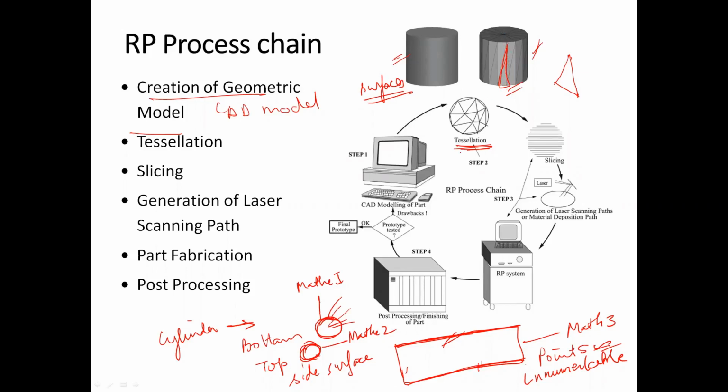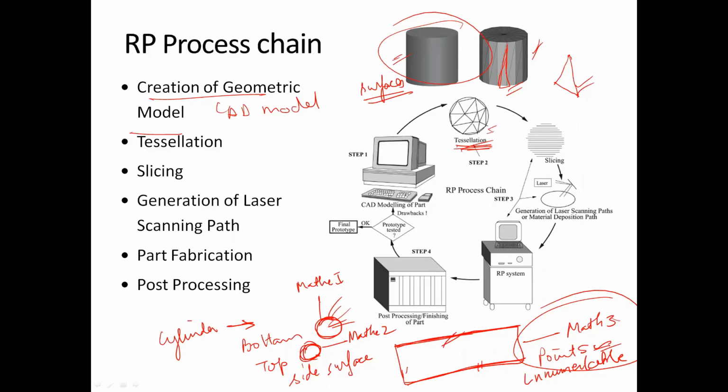So what is tessellation? Tessellation is the piecewise approximation of the surface, and the surface is converted into small triangles so as to minimize the mathematical information that is stored in the original CAD model. That is the whole idea: to store less mathematical information so that storage capacity increases.